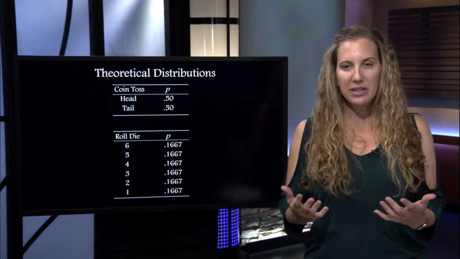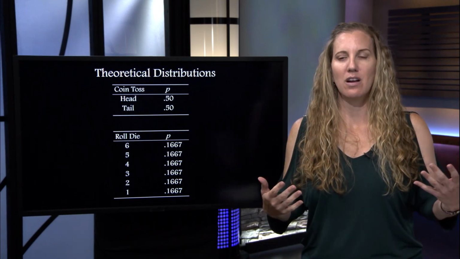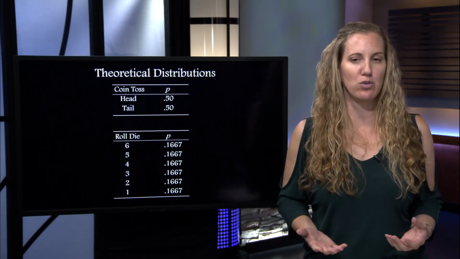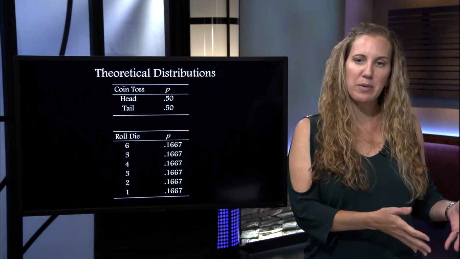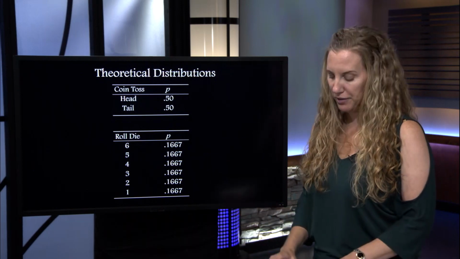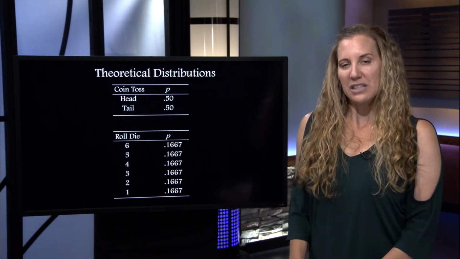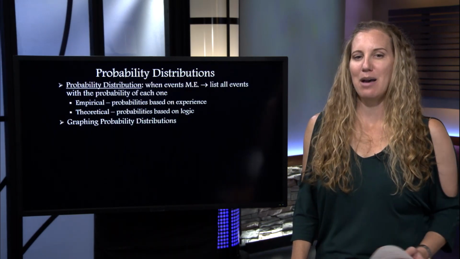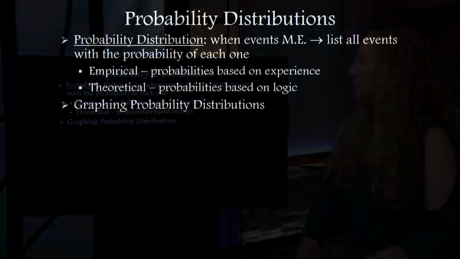So the probability distributions are a lot like a frequency distribution. Sometimes it's based on experience, empirical, and sometimes it's based on logic, theoretical. But let's graph them. Let's see what happens when we graph those probability distributions.